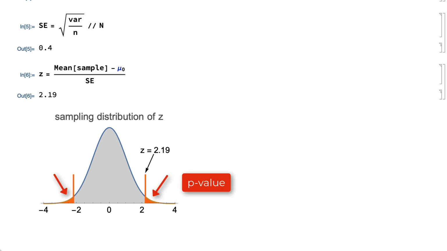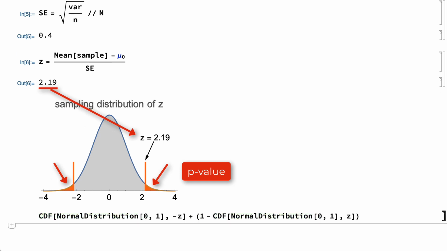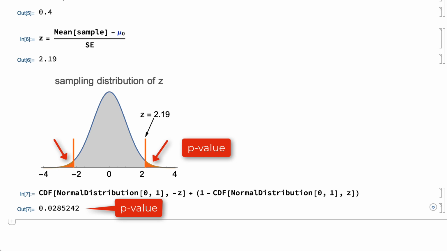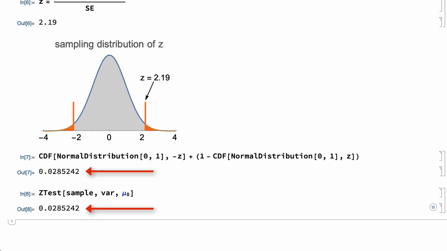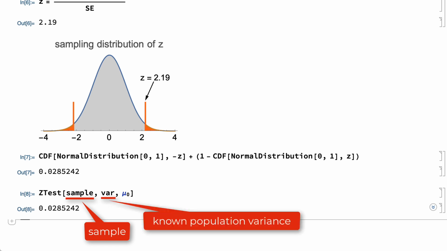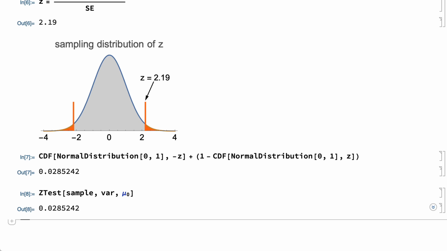The p-value is the probability of the test statistic being as far or further from 0 than the test statistic for the sample. That probability is the area in the tails of the distribution, which can be computed using the cumulative density function, CDF. This is also the result returned by the z-test function. The arguments in the z-test function are the sample, the known variance, and the mean mu0 under the null hypothesis. Usually the variance of the population is not known, however, so t-tests are much more common than z-tests.